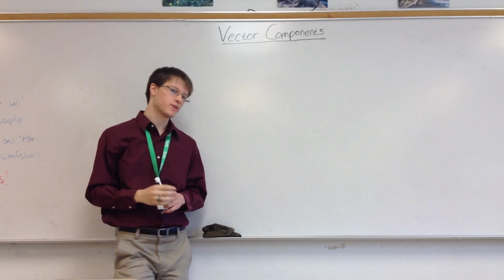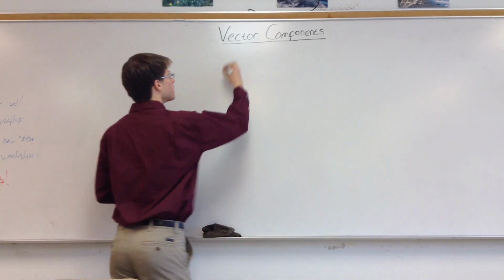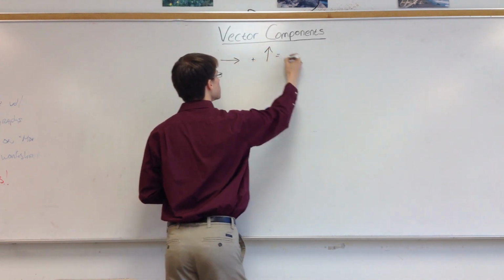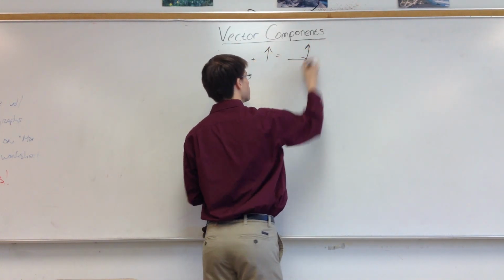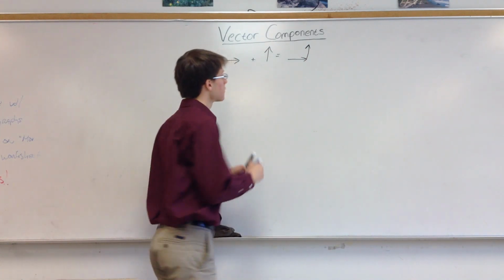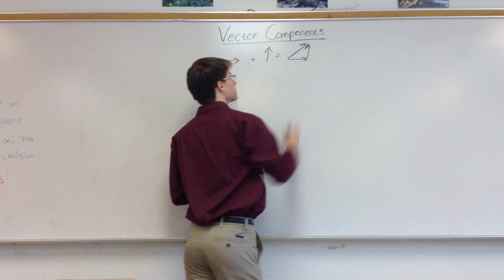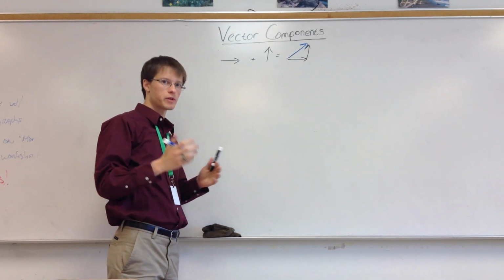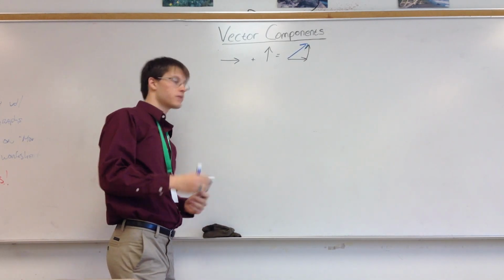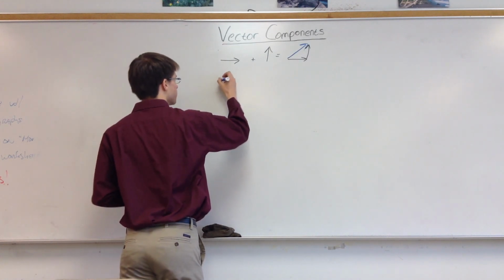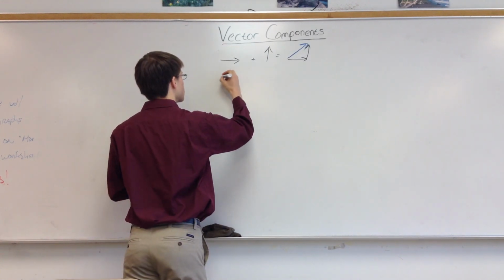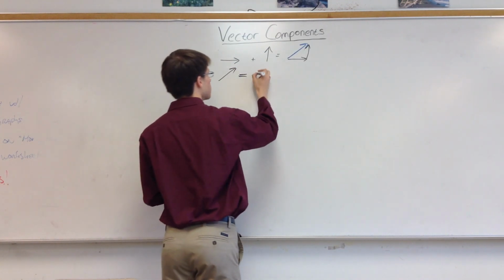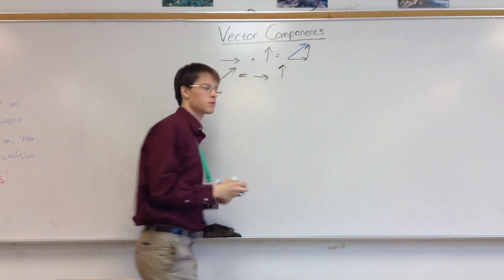So in previous videos, we've talked about adding vectors graphically. So we've done things like this: this plus this equals this. Right? So I'm going to introduce a little bit of notation before we do what we're going to do today, which is the reverse. Today we're going to take this vector, which is here, and we're going to break it down into its component parts along the x and y axes.